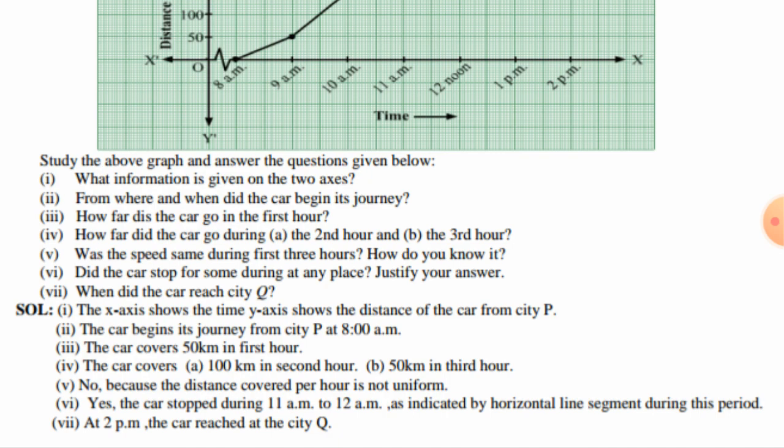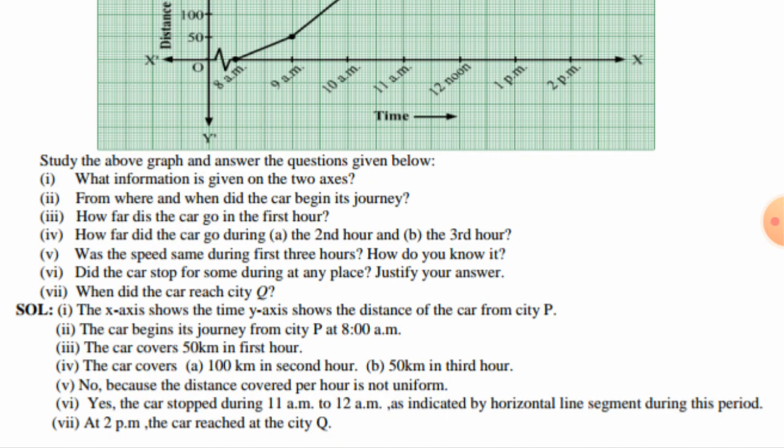Why? Because here the distance is different. When any vehicle is covering a different distance, we can say that the speed is also different. So we can say no, because the distance covered per hour is not uniform or not the same. Now the sixth part: did the car stop at any place? So we have to tell, did the car stop somewhere?